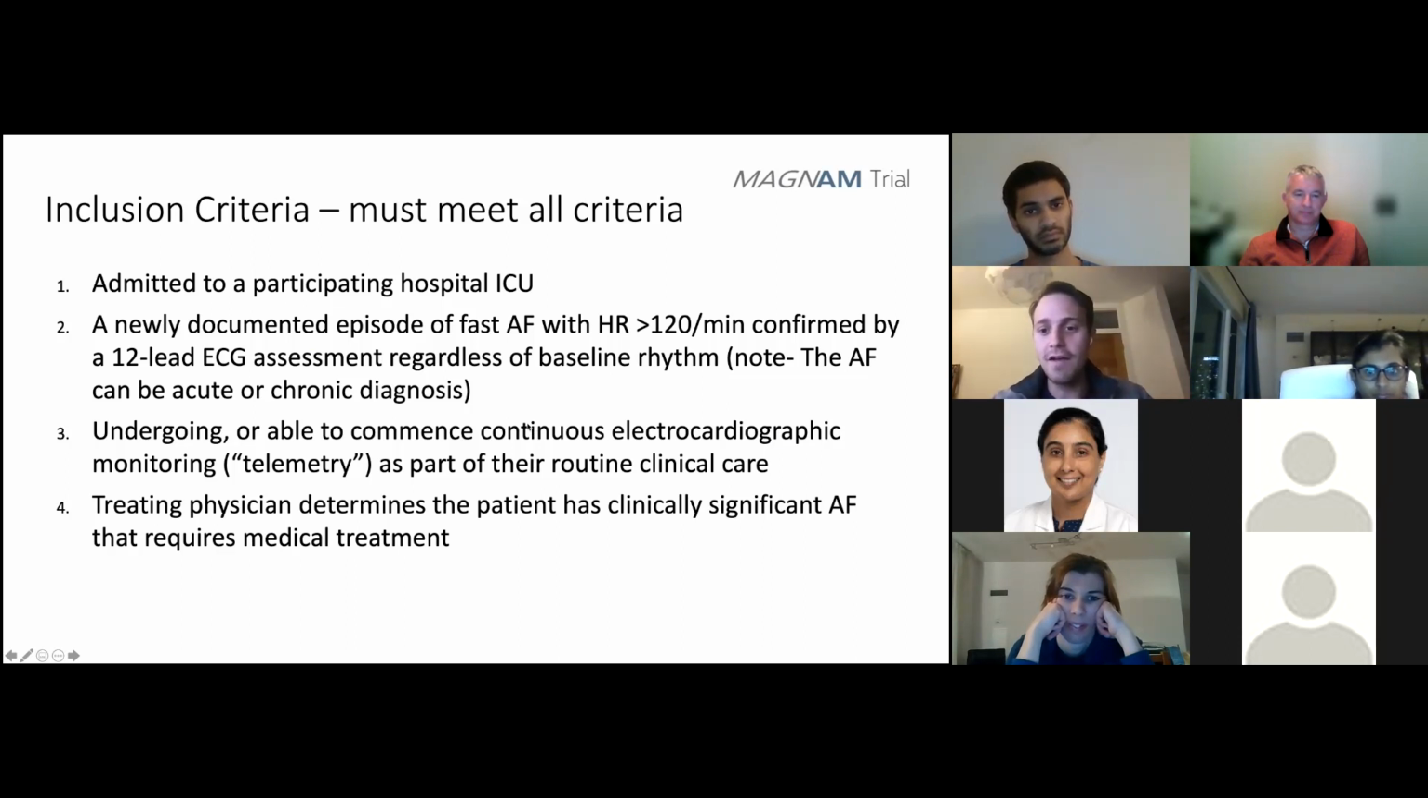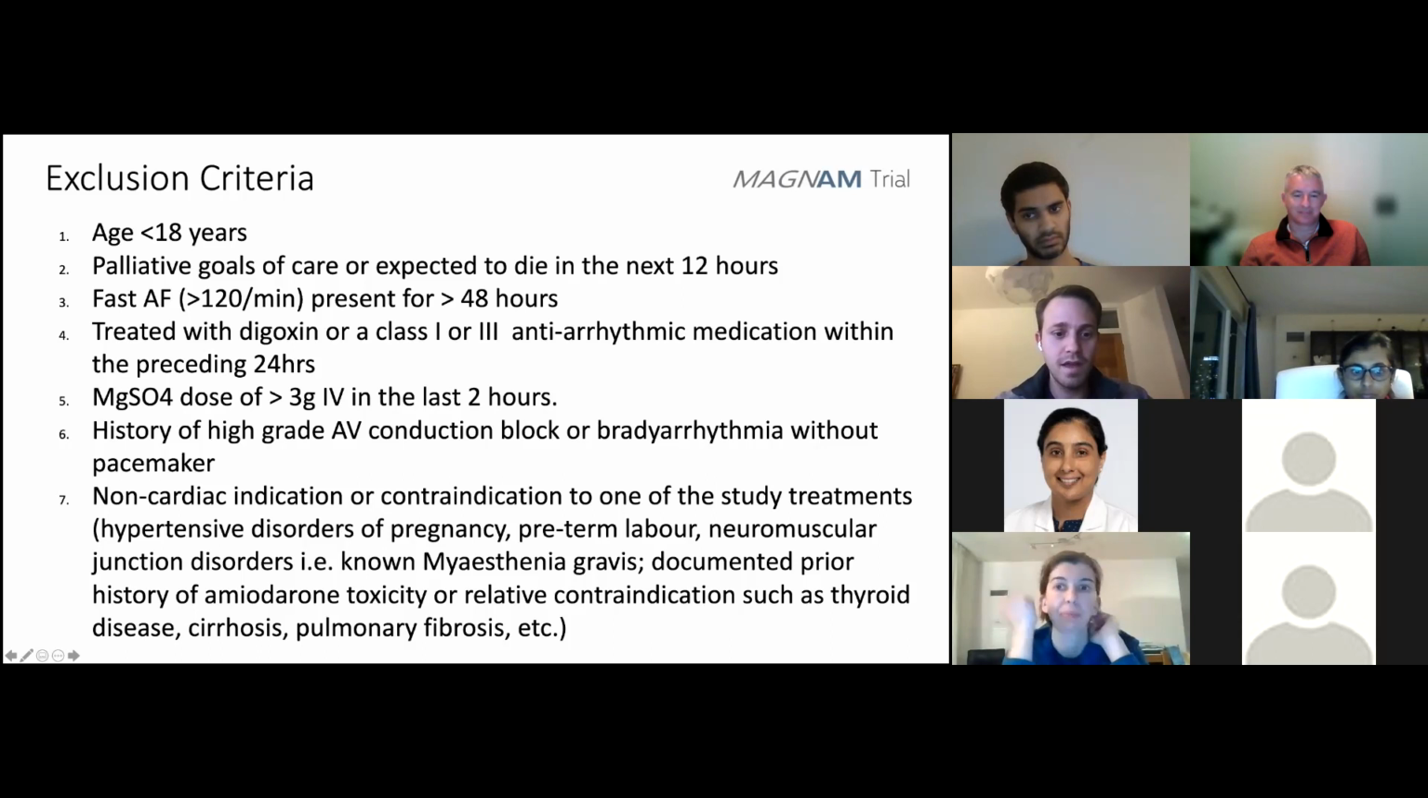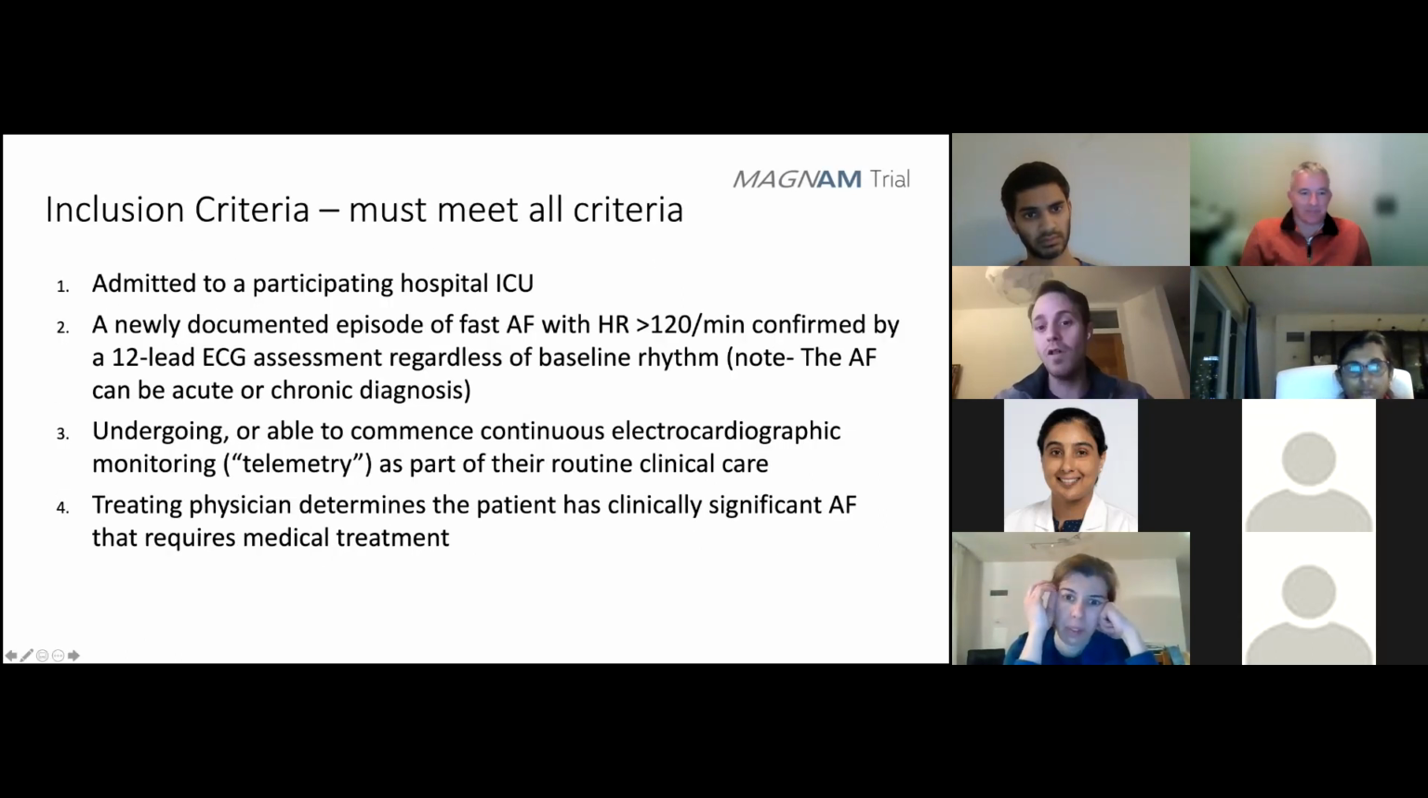So they don't necessarily have to go from sinus to AFib. They can go from slow AFib to fast AFib, and that would still count. And it has to be confirmed with the 12 lead. And often the nurses have already done the 12 lead by the time they've called you. The patient needs to undergo telemetry as part of their routine clinical care, which is almost all of our patients anyways. And the treating physician has decided that this is significant enough AFib that they would usually treat it. And I should say they have to meet all of the inclusion criteria.